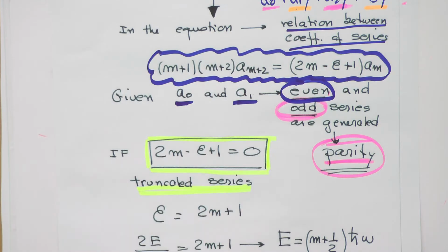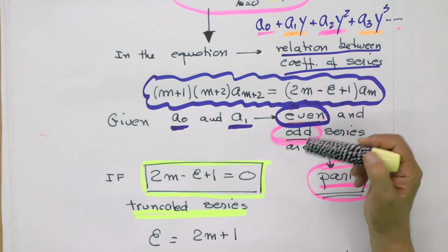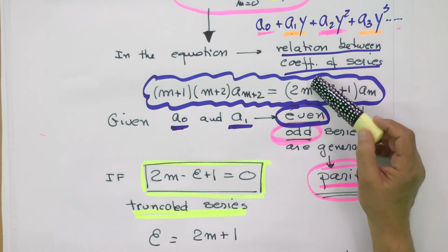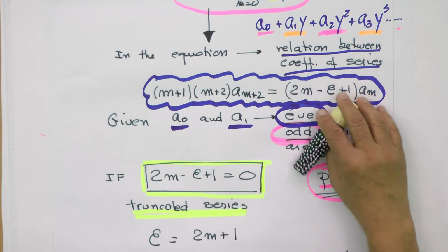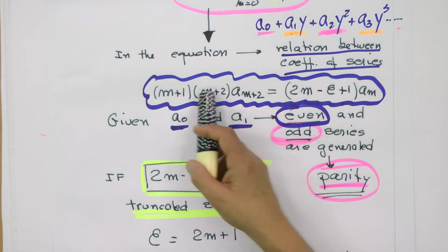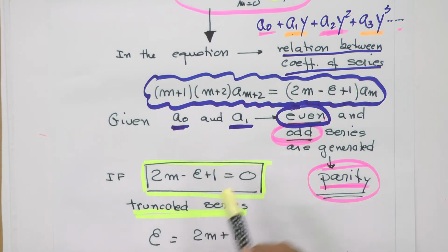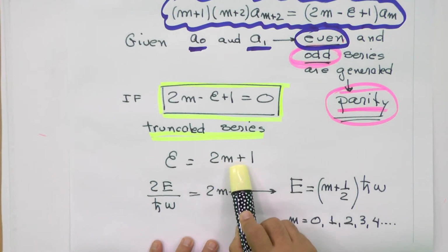m is an integer number. And I'm seeing that, depending on the value of the energy, there could be some specific m where this is 0. And if this is 0, the series truncates, stops. So let's impose this condition. Let's impose that this is 0, which means that epsilon is equal to 2m plus 1.